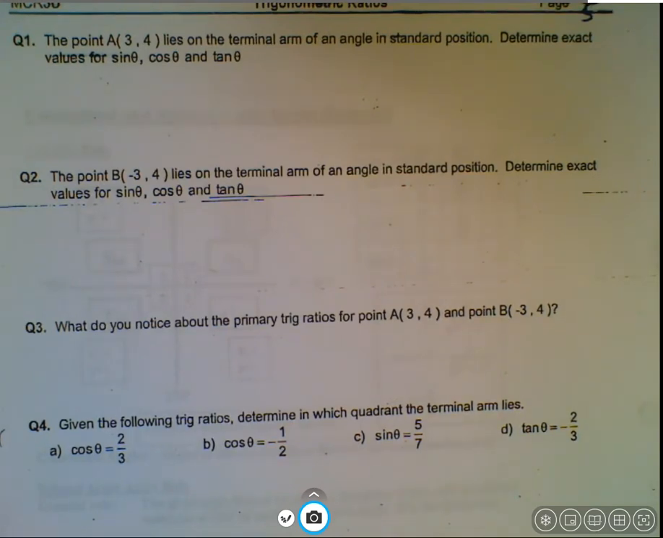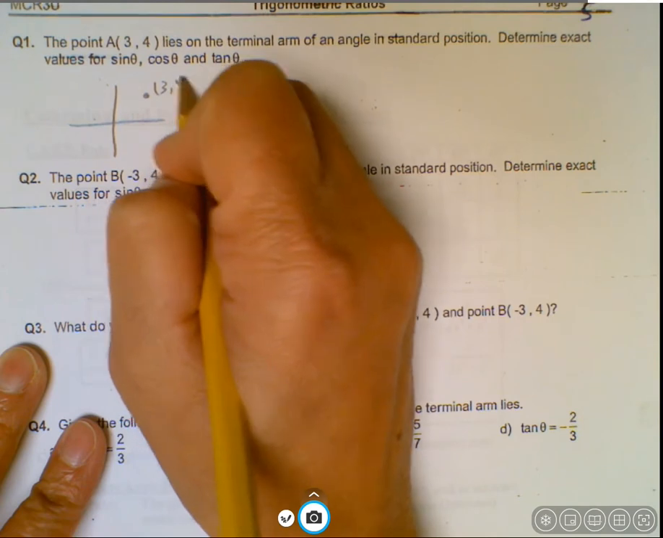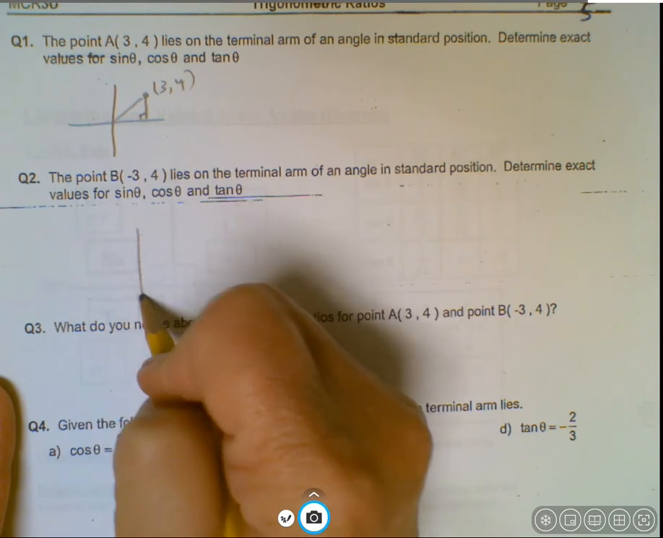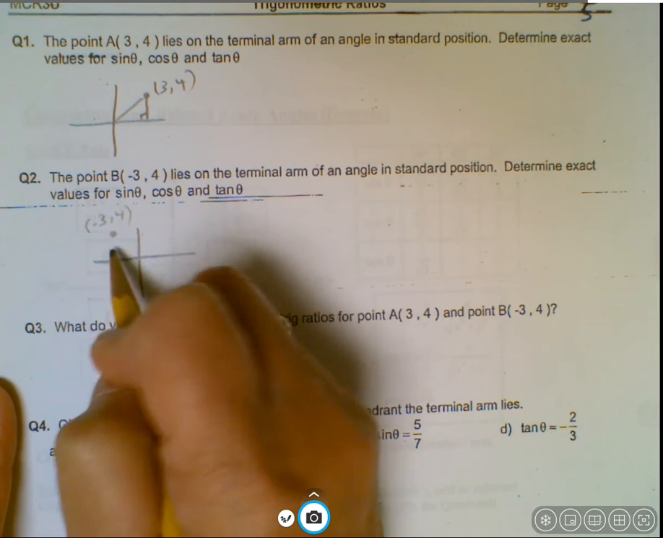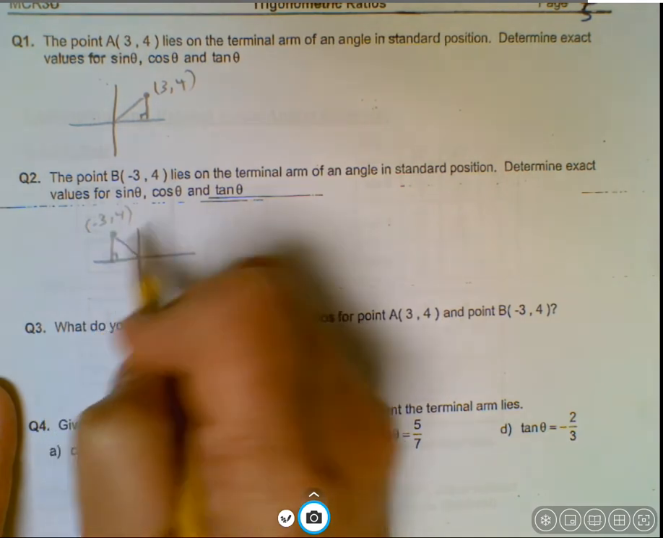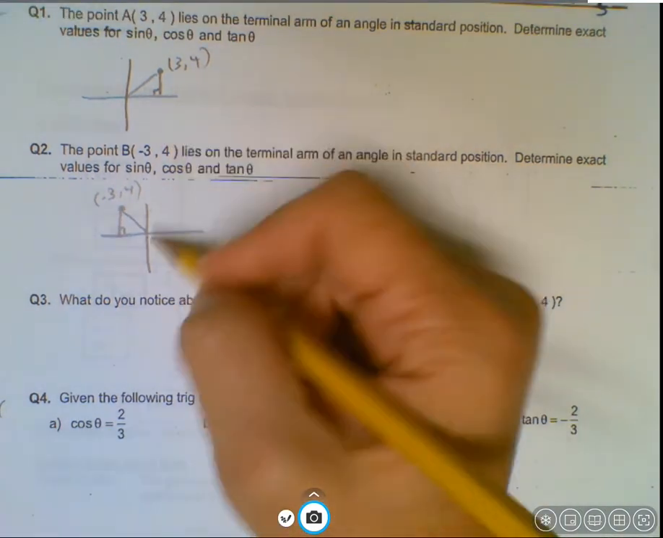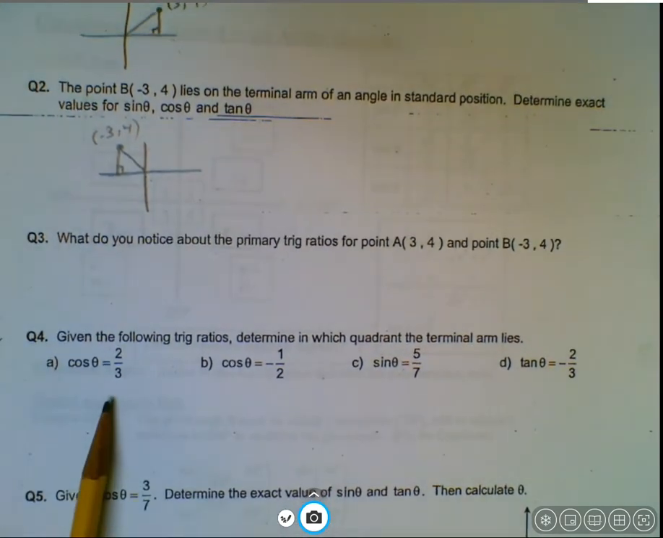So please practice. Question 1 here is saying the point A(3, 4) lies on the terminal arm of an angle in standard position. Determine exact values for sine, cos, and tan. You know this. Draw the triangle and figure out sine, cos, and tan. The second one is asking the same thing, except that the triangle is in quadrant 2. You're still going to draw the triangle, and you can figure out sine, cos, and tan. What do you notice about these two? This is actually the examples that we did a couple pages ago, so you can answer that question.